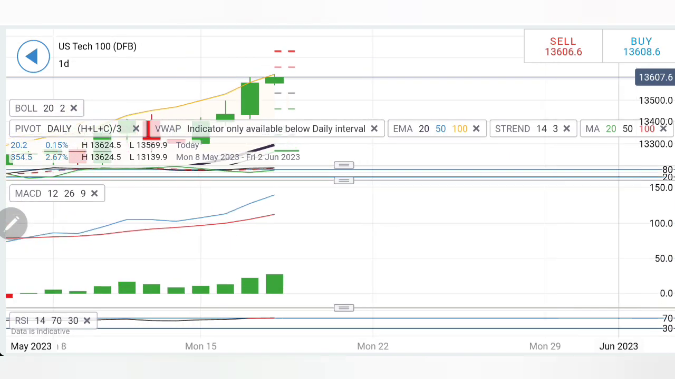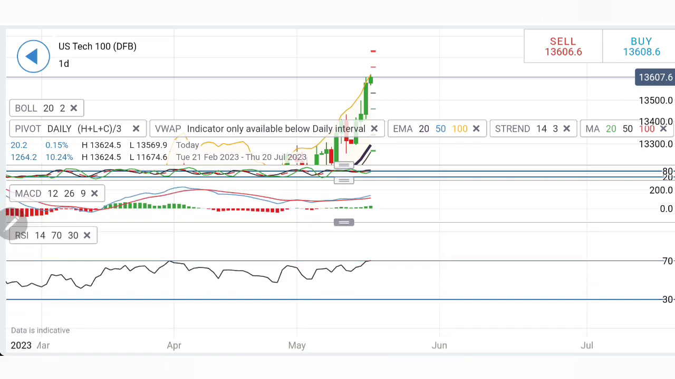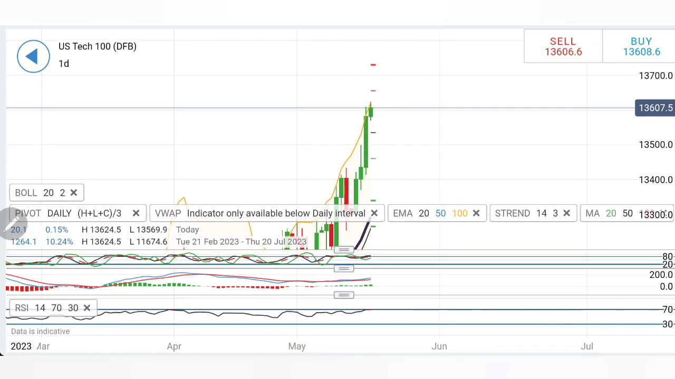Stochastic overbought, MACD extremely divergent, extremely bullish. RSI is also trying to look upwards. Considering this, I will recommend you to buy at 13,630, 640 levels, and then expect 13,660, 700 as the next resistance zone.